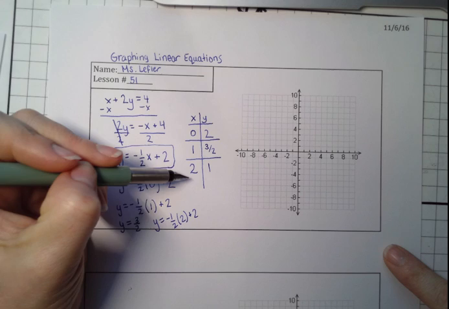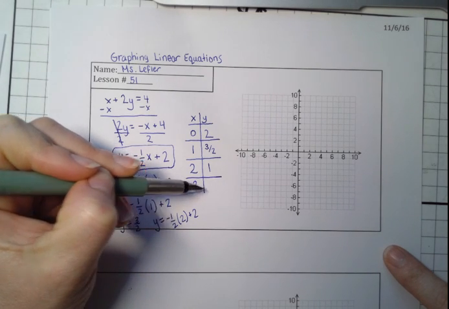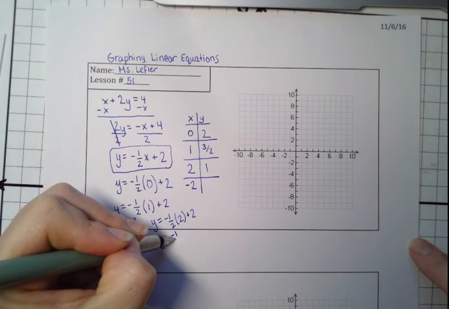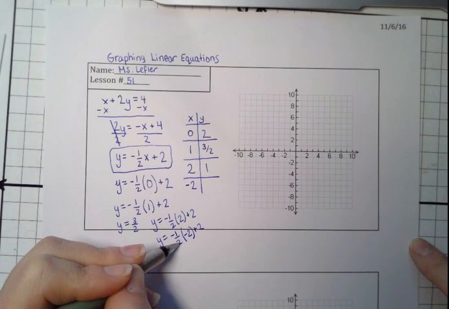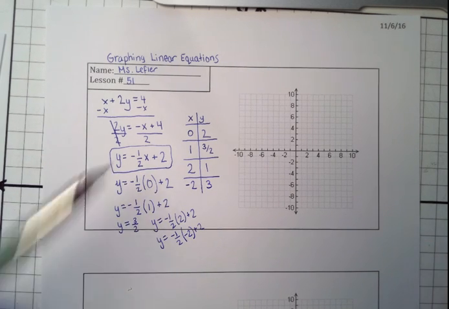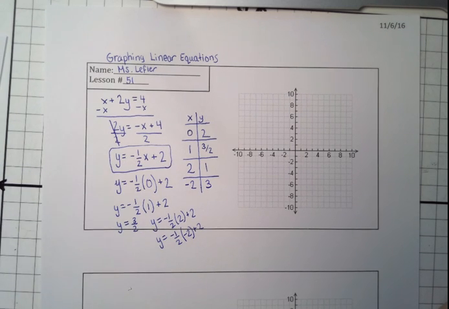And just to get one more point that would be pretty easy, let's try negative 2. If I plug in negative 2, I would get y equals negative 1/2 times negative 2 plus 2, and that would be positive 1 plus 2, which is 3. So now I have at least 3 points that I can graph easily.